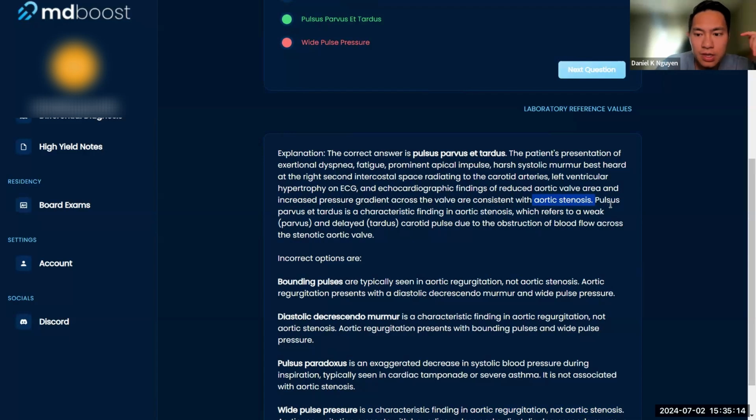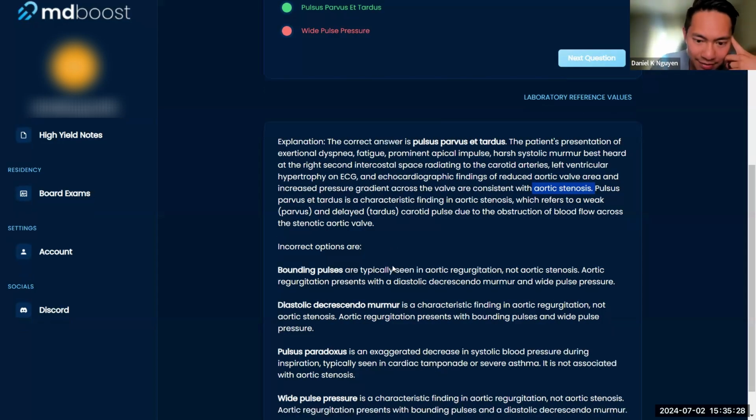Great. Pulsus parvus et tardus is a characteristic finding which refers to weak and delayed carotid pulse due to obstruction of blood flow across the stenotic aortic valve. So that's just something you have to add, right? It's not bad that you missed the question because you already have almost 99% of it. So you just add this.